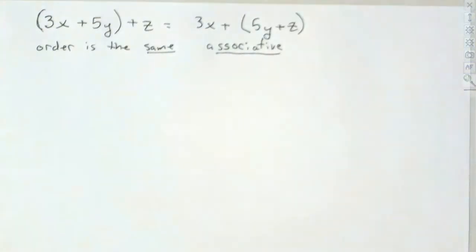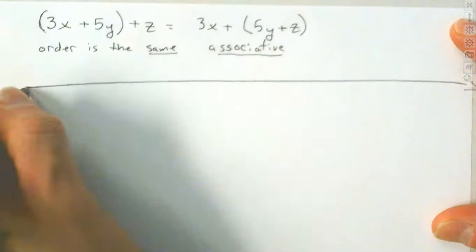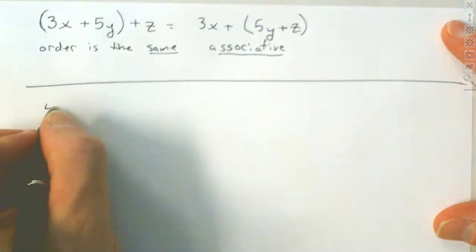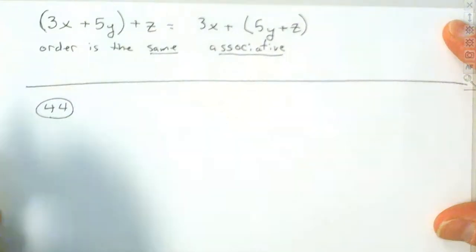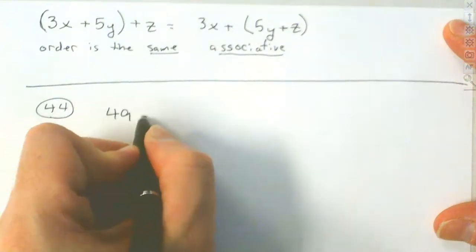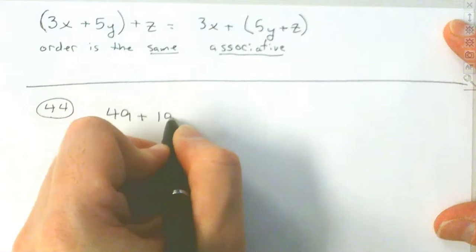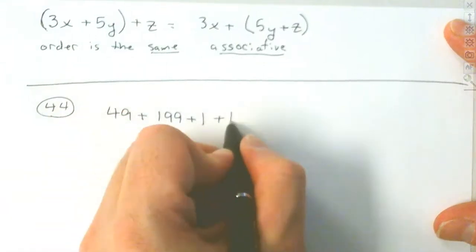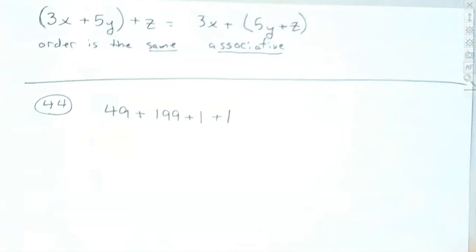Now we're going to work with some of these properties, and I can show you how you can use them to make it a little bit easier. We can do this mentally. I'll just pick a couple of these, and I'm going to show you how I would do these mentally. Let's look at 44. We can use these properties to work this one out mentally.